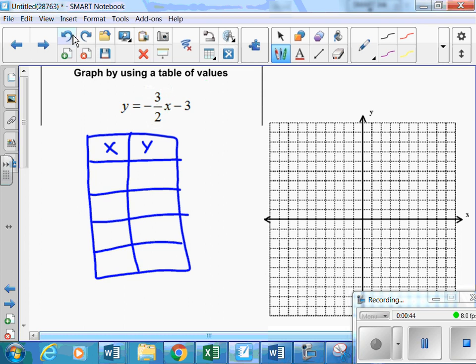So remember, I'm going to plug in numbers that are divisible by 2. Now the easiest number to plug in is 0. So I'm just going to plug in 0, and then just go up to 2, and then to 4. And then I'm also going to plug in -2. So let's start with -2.